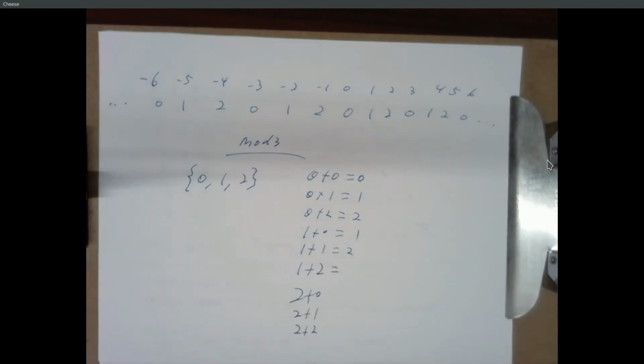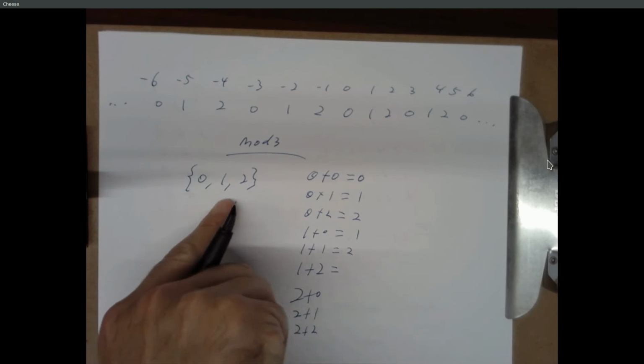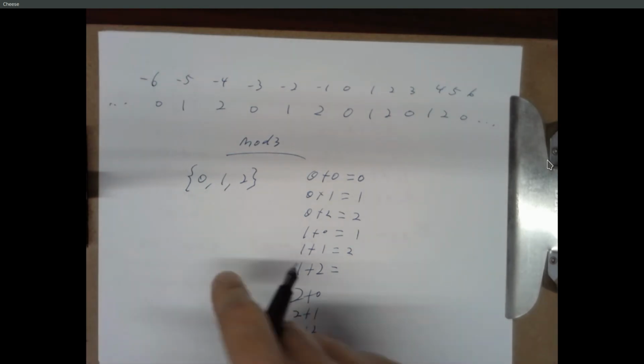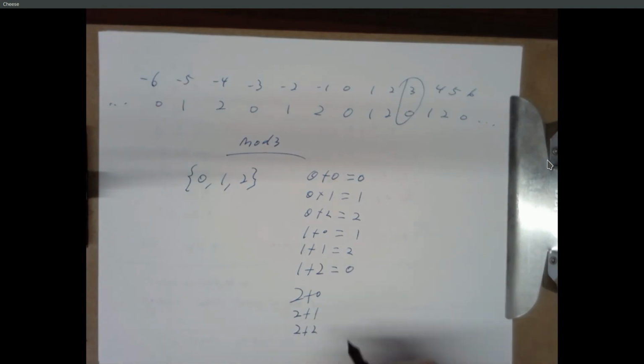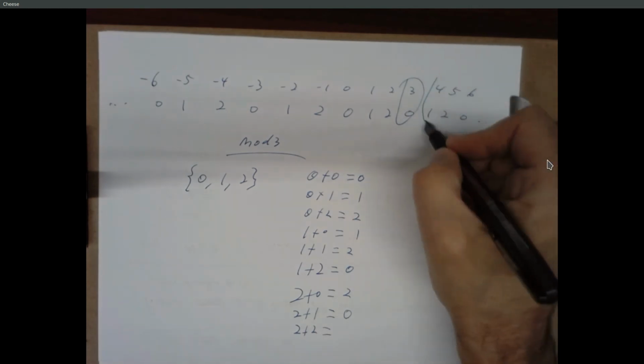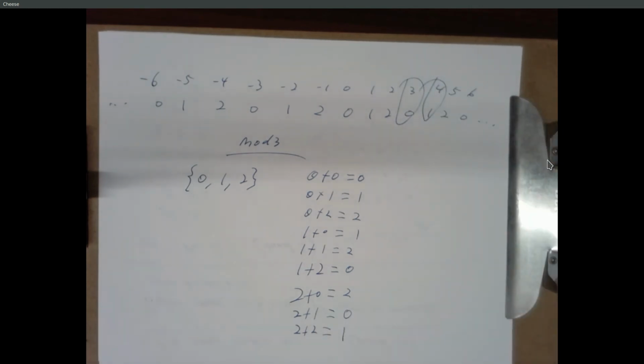But what about 1 plus 2? Right? I mean, it's logically equal to 3, but 3 is not part of our universe of numbers, right? But we've associated 3 with 0, so we're going to make this equal to 0. 2 plus 0 is 2, 2 plus 1 is 3, which again is 0, and 2 plus 2 is 4, which we're saying is associated with 1. So here's how we define addition on this funny set of numbers.